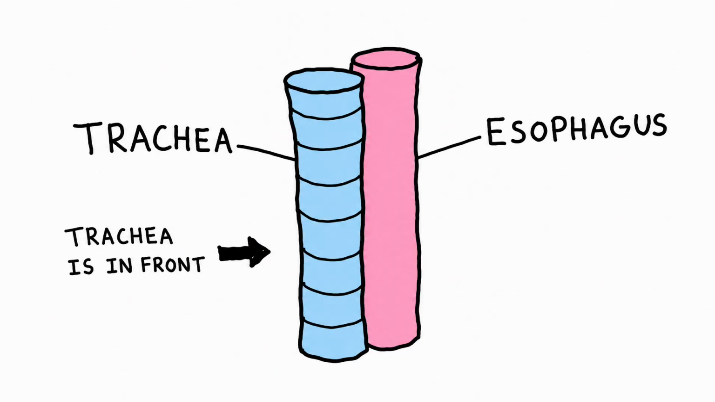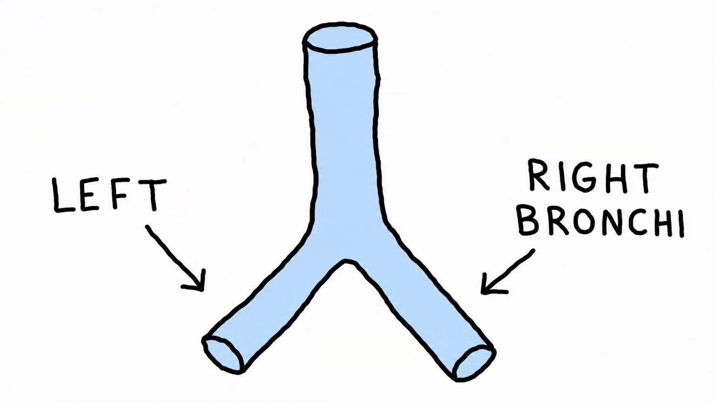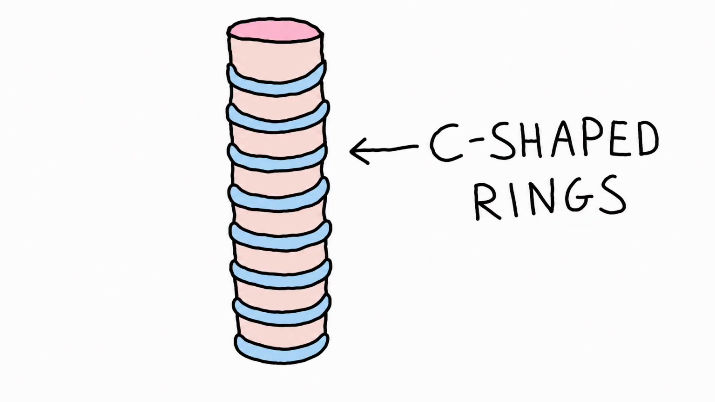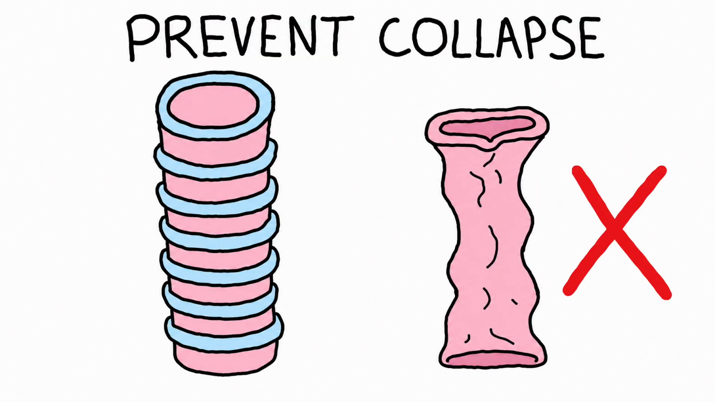So this is going to extend downward anterior to the esophagus. And as it enters the thoracic cavity, it splits into left and right primary bronchi. And it's lined with ciliated mucous membrane with goblet cells. And the wall has these C-shaped rings known as cartilaginous rings of hyaline cartilage to prevent the collapse of the trachea. Okay.